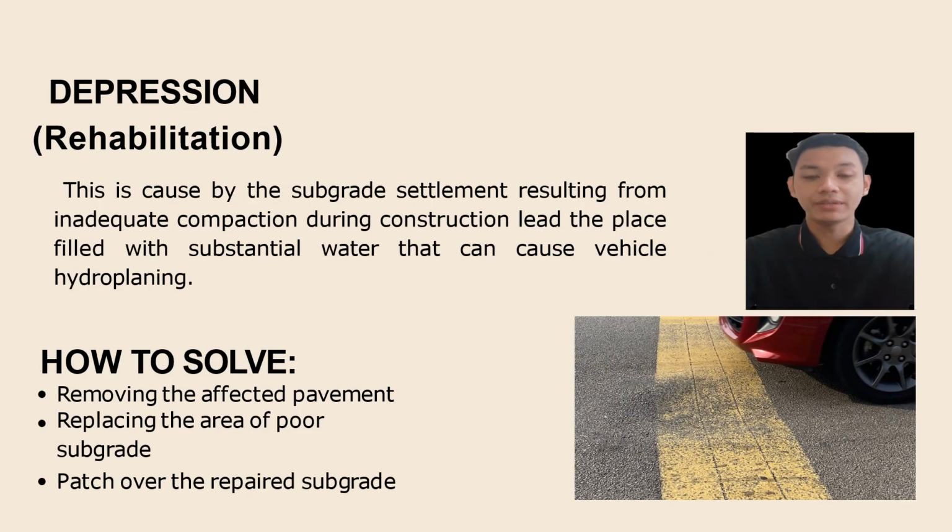The first damage is depression, which requires rehabilitation maintenance. This is caused by subgrade settlement resulting from inadequate compaction during construction, leading to a place filled with substantial water that causes vehicle hydroplaning. How to solve this damage is by removing the affected pavement, replacing the area of poor subgrade, and patching over the repaired subgrade.